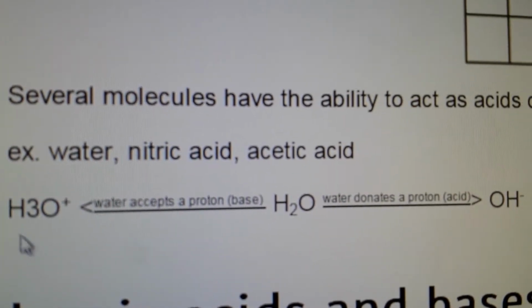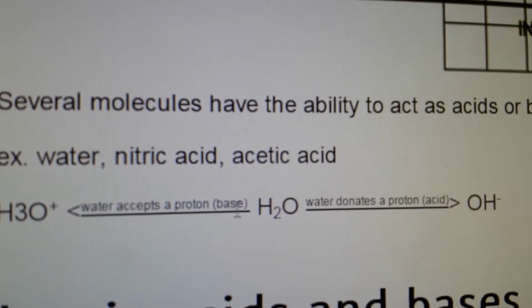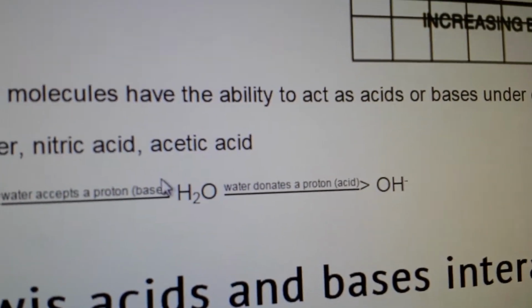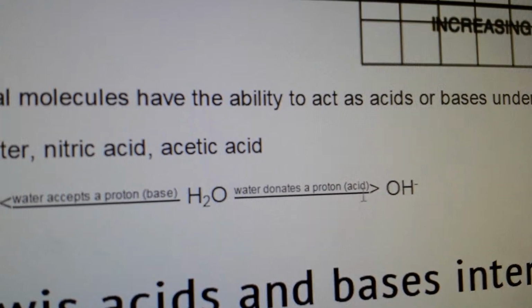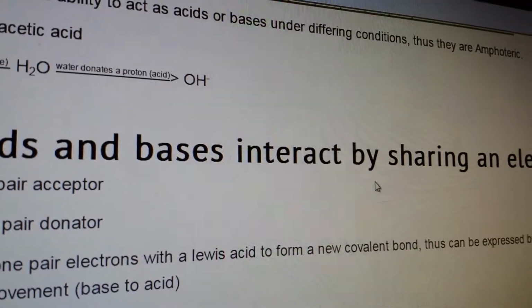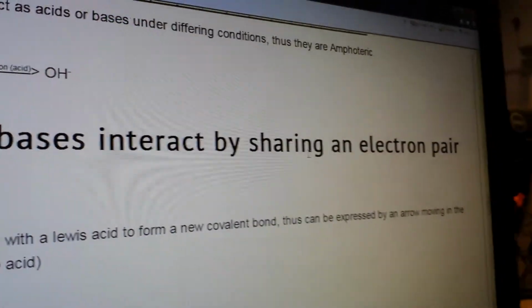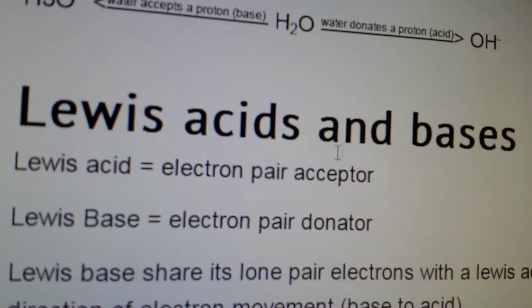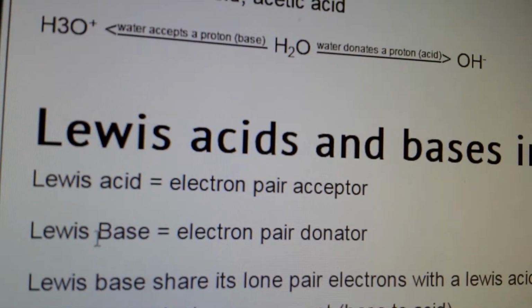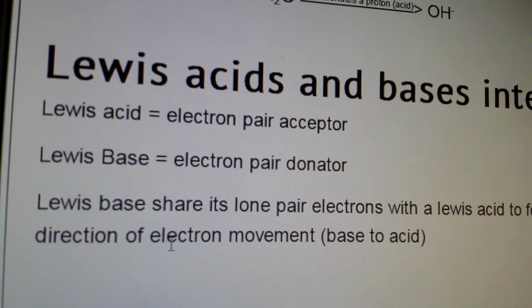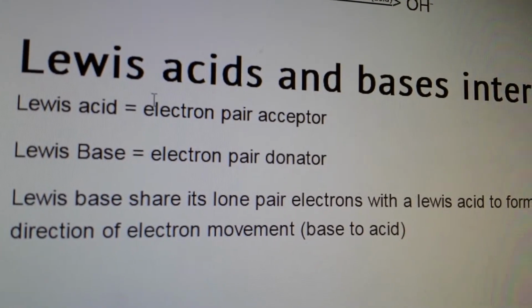So this is acid, it's water, and water donates a proton, so it is OH- now. This is H2O, now it donates a proton to become OH- and picks up a proton to become H3O+. Lewis acids and bases interact by sharing an electron pair. So Lewis acid is an electron pair acceptor. Lewis base is an electron pair donor. So we're talking about another definition, which is the Lewis acid.